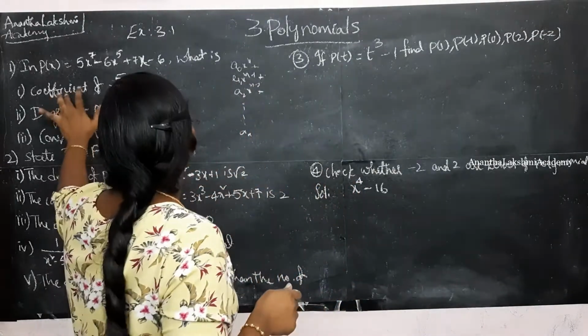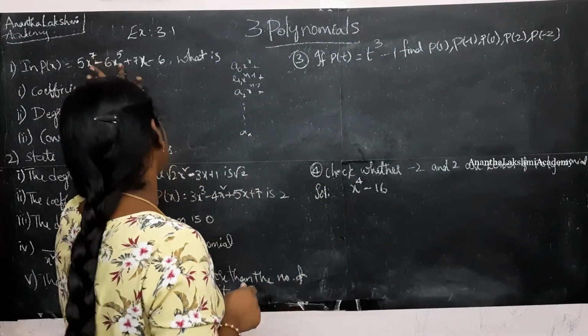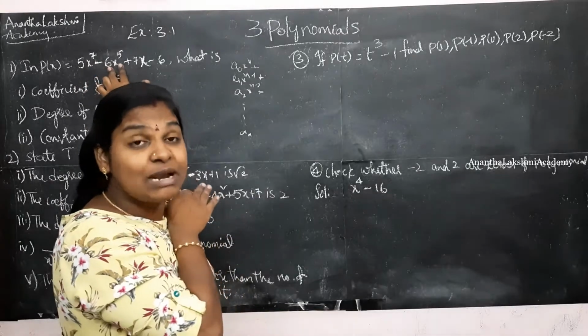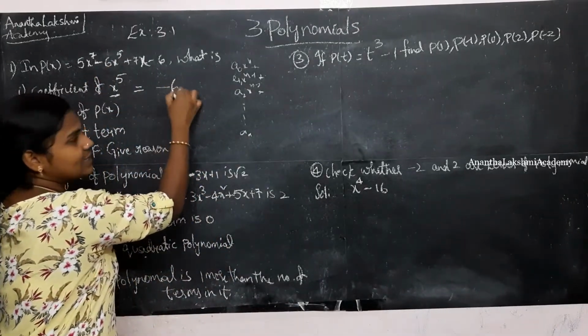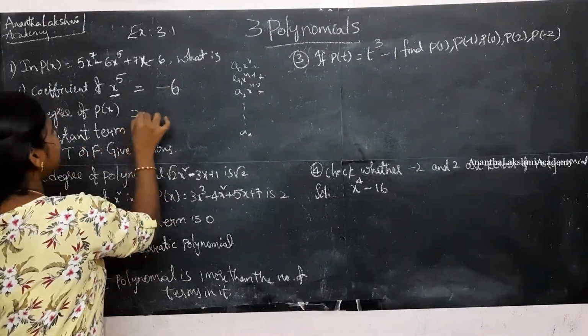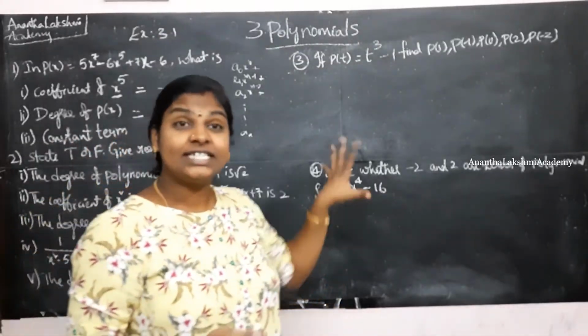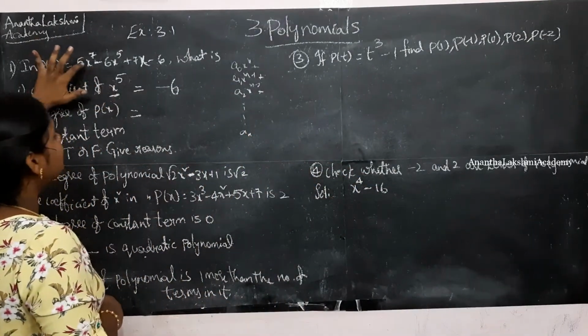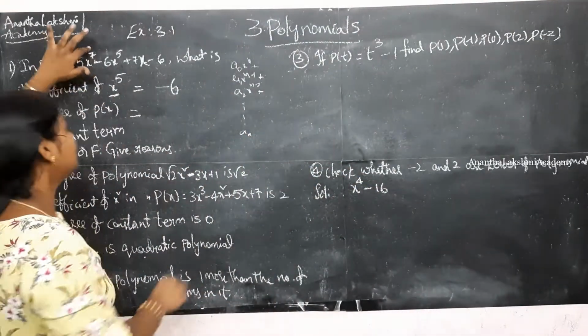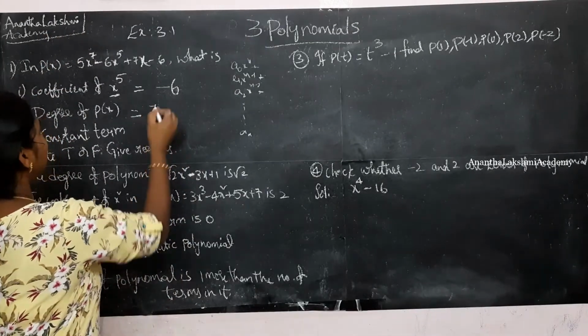Alright, what is the coefficient of x power 5? This is x power 5. What is the coefficient? The constant that is multiplying x power 5, which is nothing but minus 6. Alright, next, degree of p of x. What is degree? The highest power of x in the expression. What is the expression? 5 into x power 7. 7 is the degree of this expression.